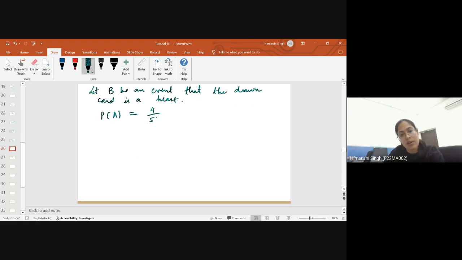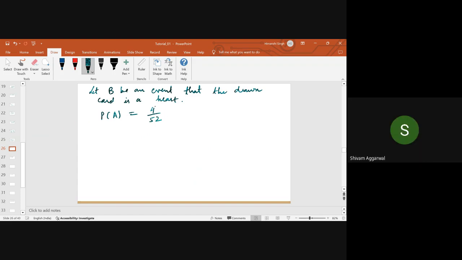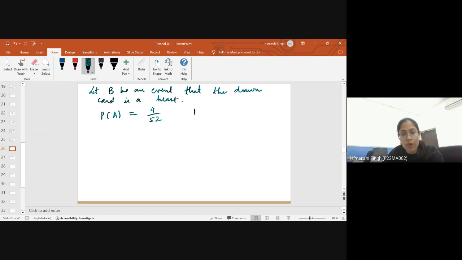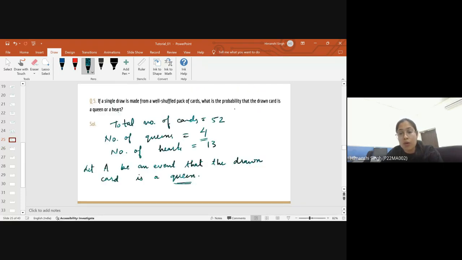Any doubt in this? No, ma'am. So it will be 4 by 52. And what will be the probability of B? B is the drawn card is a heart. So it will be 13 by 52, since the number of hearts is 13, and we have the total number of outcomes to be 52. So we have the probability of A and the probability of B, but what is it asking? What is the probability that the drawn card is a queen or a heart?